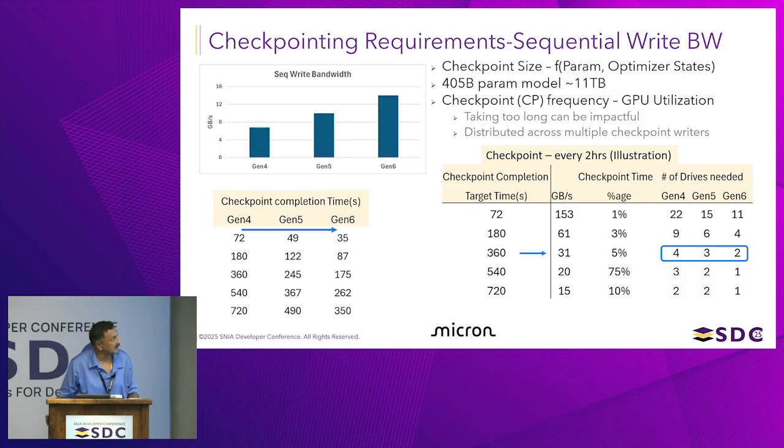And as an example, a 405 billion parameter model will have a checkpointing size of about 11 terabytes. And the goal here is to try and make sure that you're checkpointing frequently enough that you do not have to roll back your state and waste GPU utilization. The other dimension to this is if you do checkpoint frequently enough, then you're spending more time checkpointing, and so the GPU is not doing useful work.